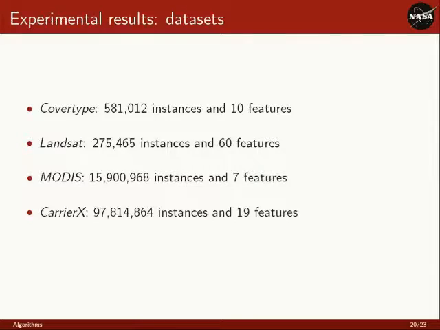So in the experimental results, we tried several data sets, and I'm showing only 4 of them. The first one has 580,000 examples and 10 features. The Landsat has 275. These are from the UCI repository. The MODIS is an earth science data set. It's very big. We just took 1 year's worth of data, which is 15 million points. The last one is what we are working on, the aviation data set. We again took 1 year's worth of data, which is 100 million points. But this one is extremely large, so we took just a very small set.